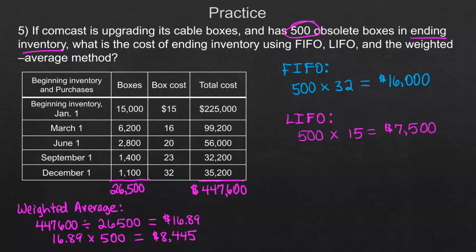And then you can see one method was $16,000 for the cost of ending inventory, one method $7,500, and the other method is $8,445. I'm going to circle these. All right, so there's one of our answers. Here's another one, and this one.